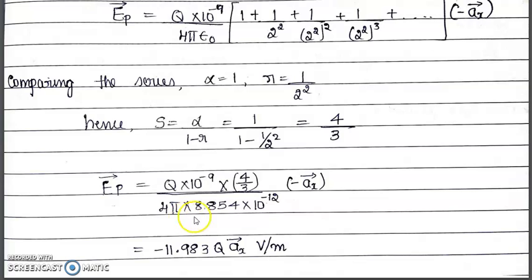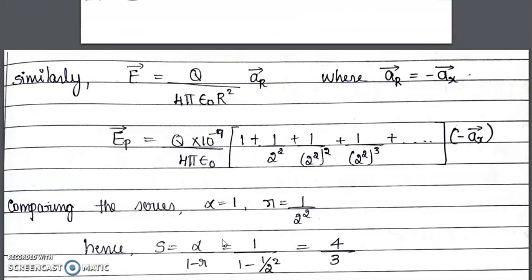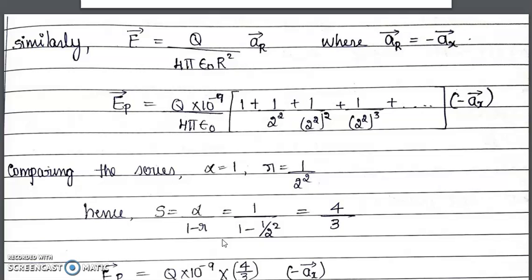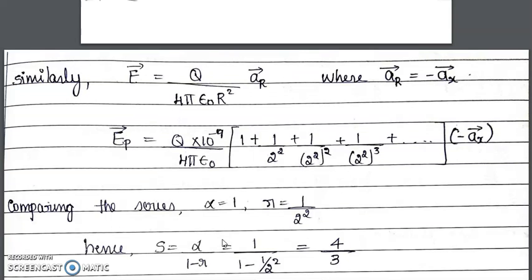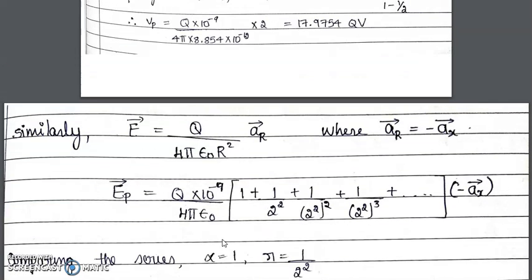After substituting all the values, you will get the electric field intensity as minus 11.9833 Q a_x volt per meter. So this is the value of electric field intensity at the point. This is how you will find electric potential and electric field intensity due to infinite charges. You can use the summation series formula, simplify it, and obtain the results.